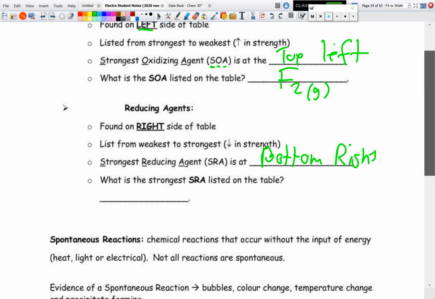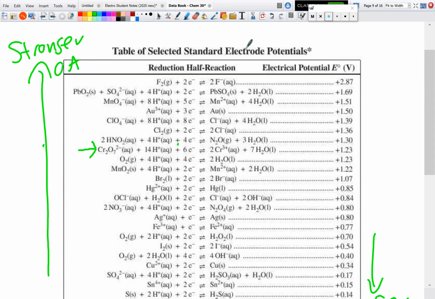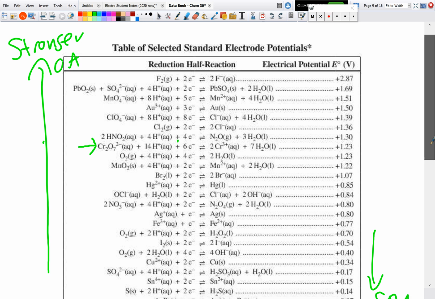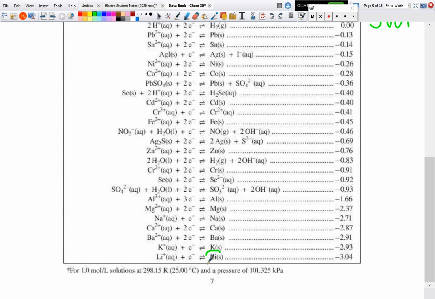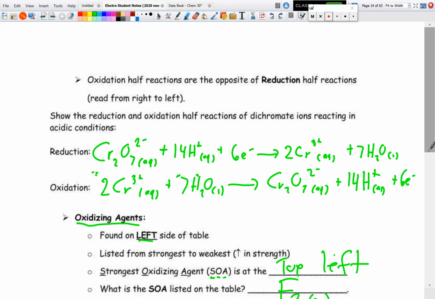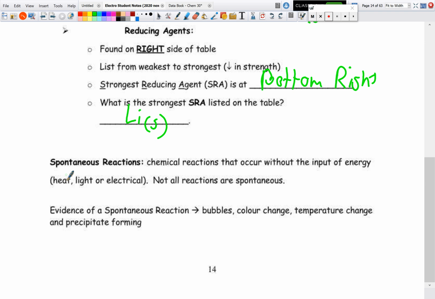All right. And the strongest reducing agent, of course, if we go back and figure out what is at the bottom here, bottom right, we have lithium solid. So we are going to use this table right now to help predict reactions.